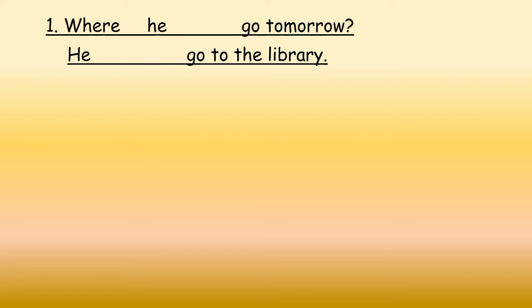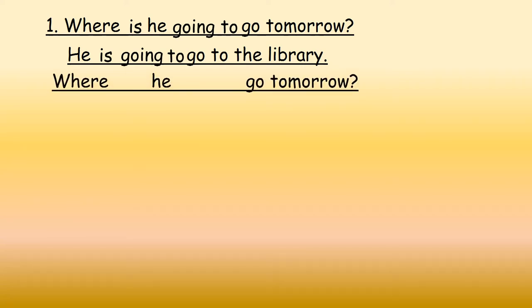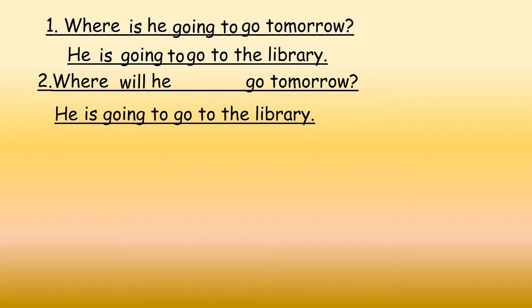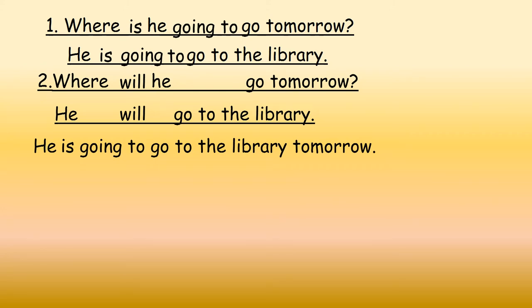Future. Number one, where is he going to go tomorrow? He is going to go to the library. Future. Where is he going to go tomorrow? Future number two. Where will he go tomorrow? Future number one. He's going to go to the library. Number two. He will go to the library. He is going to go to the library tomorrow.